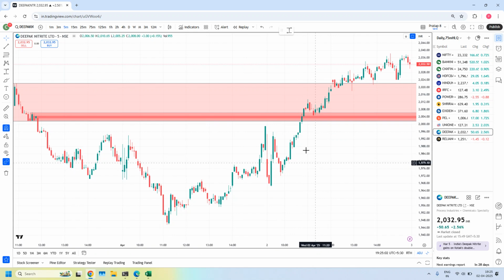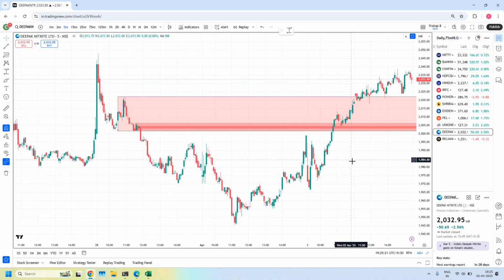The only thing we know: if a zone is easily violated, there are only 2 reasons according to our terminology. Reason number 1, institutions might have cancelled the order flow. Reason number 2, maybe demand is much higher than the supply. That's it. We can't look for any other reasons, being a supply demand zone trader.